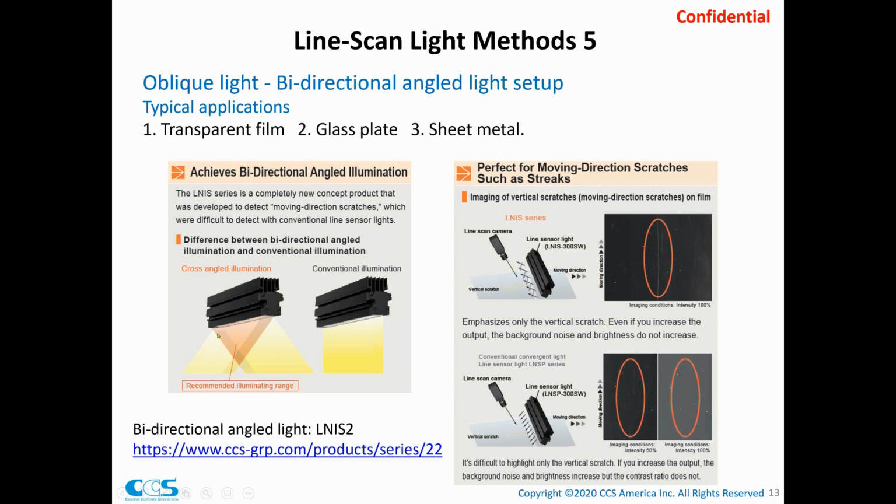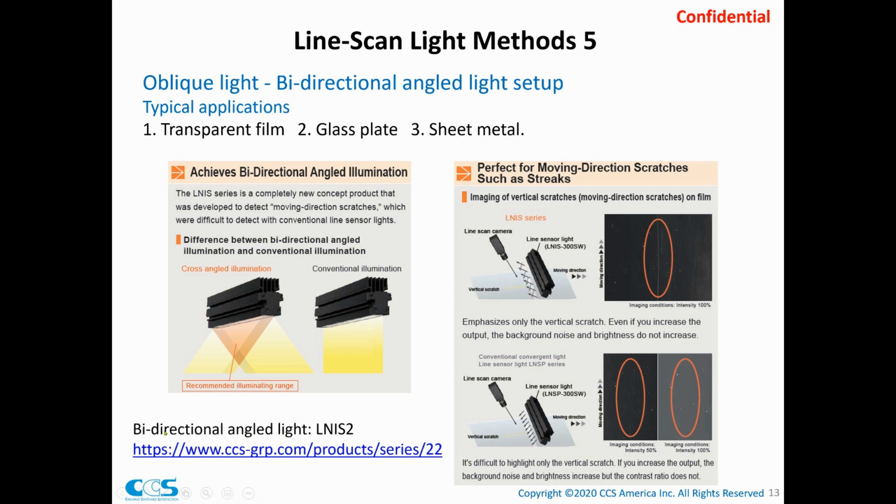The benefit is that with the traditional illumination, because the light comes straight, it becomes parallel to the scratches, and that's why we cannot see them. But with the bidirectional angle light, because the light comes at a low angle from 2 directions, it will hit the scratch surface and then be picked up by the camera. So you can see this image. If we use the bidirectional angle light, we can see the scratches clearly.